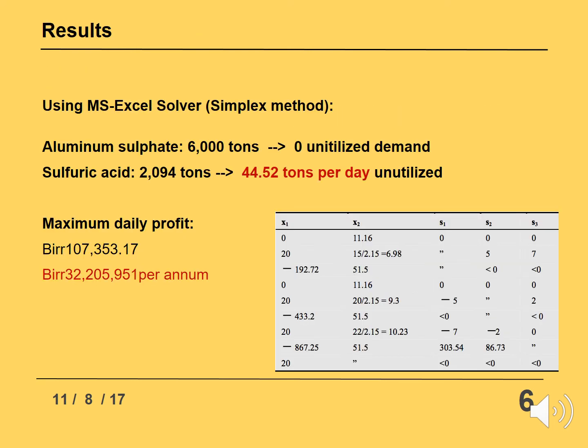Running the solver in Excel with the simplex method, the optimal feasible solution was to produce 6,000 tons of aluminum sulfate, which was the maximum amount allowed, and then using the rest of production for sulfuric acid, which leaves a small amount of demand unutilized. This leads to a maximum daily profit of 107,000 BER, or over 32 million yearly.